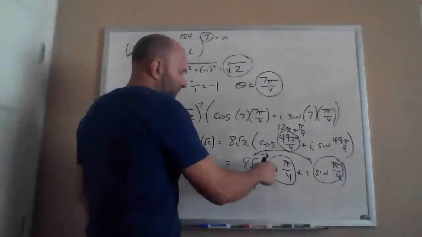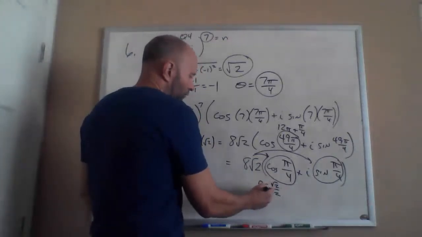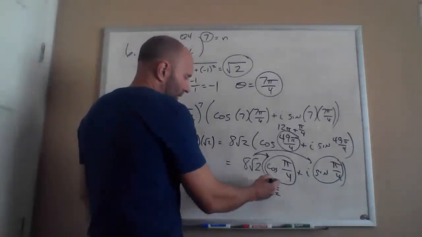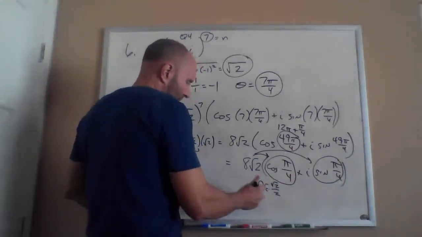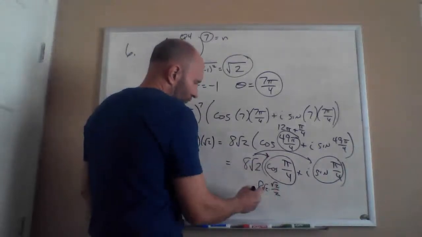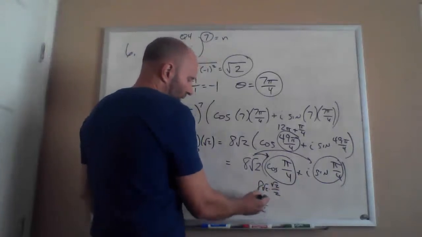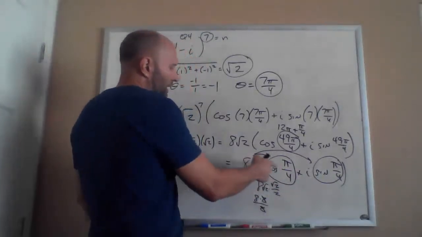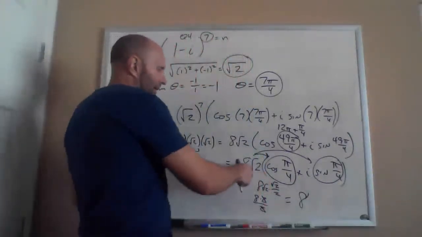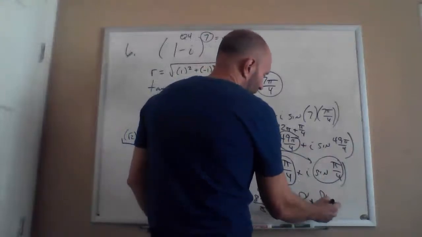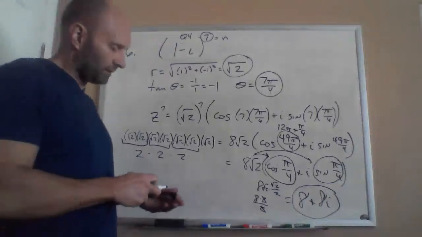So cosine of pi over 4 is what? Square root of 2 over 2. So 8 root 2 times square root of 2 over 2 is 8 times 2, all over 2. So the 2's cancel out. So when I distribute 8 root 2 times cosine of pi over 4, this is just equal to 8. I'm going to get the same thing when I do this here as well. So 8i. So your final answer is 8 plus 8i.